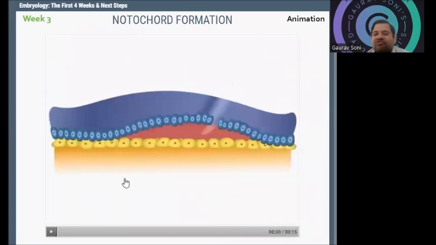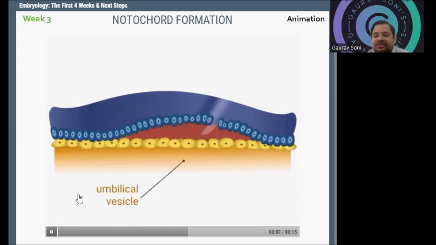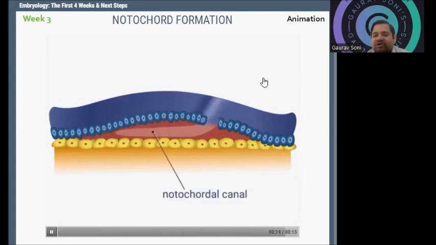Now we can see the notochord formation animation. You recall the things? Epiblast, hypoblast, then here there is an opening. You can see from where the things are going to come. So this is ectoderm, endoderm. This was the mesoderm. Now this is the umbilical vesicle. This is the primitive pit from which the proliferation will occur.